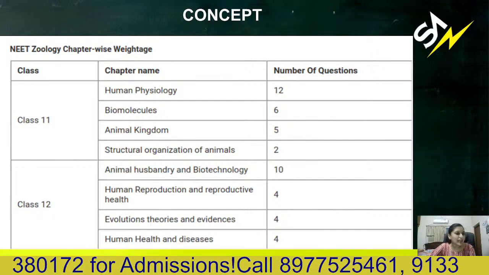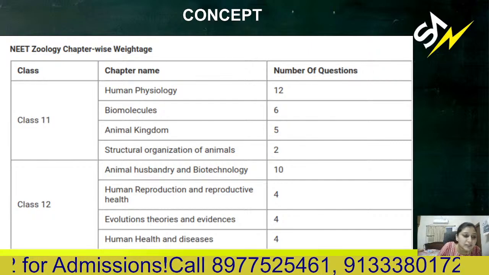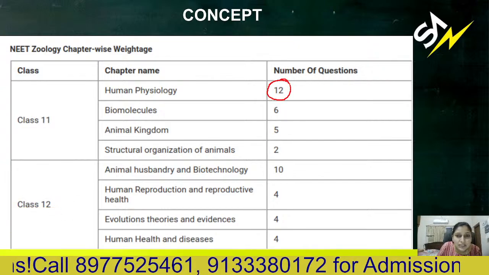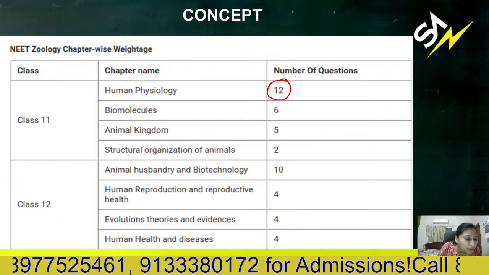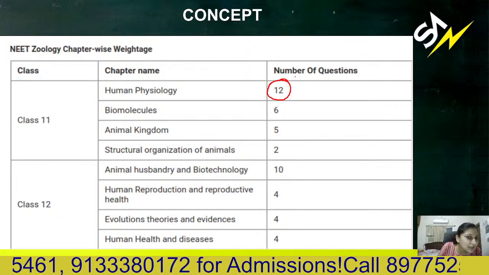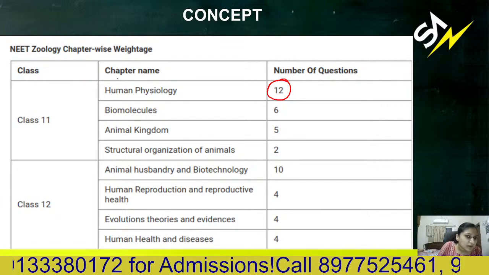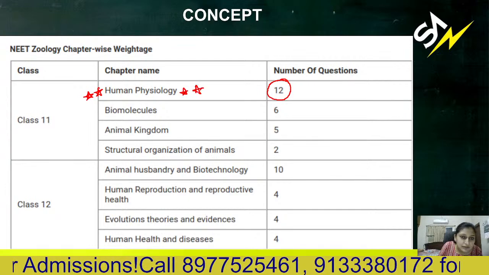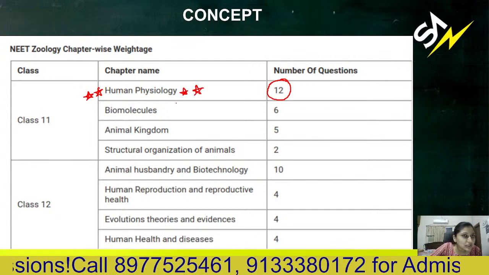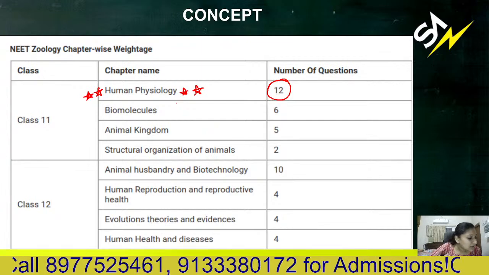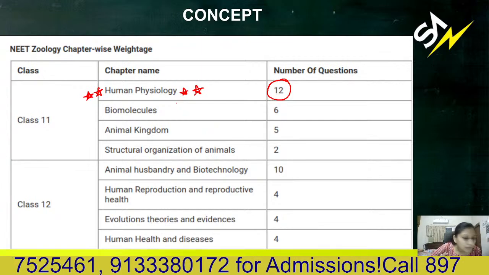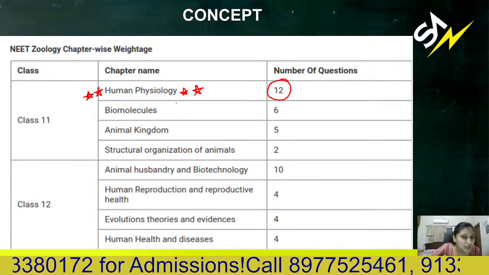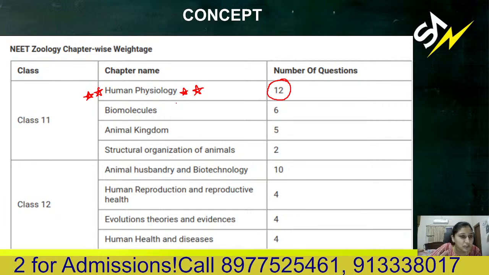So from class 11, human physiology, again the most important chapter. You can say 12 questions. Look at the number of questions, guys, and how important it is. So I'll give 2 stars to this. Human physiology, a huge unit, so many chapters and 12 questions. So you can expect 2 questions from each chapter of human physiology.